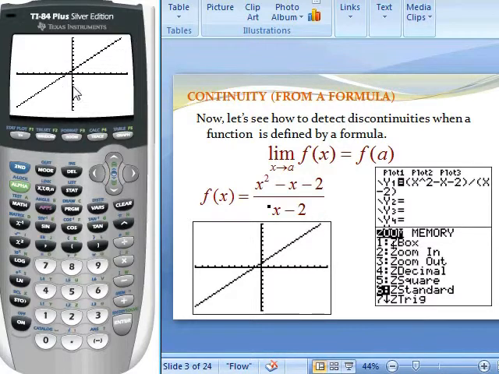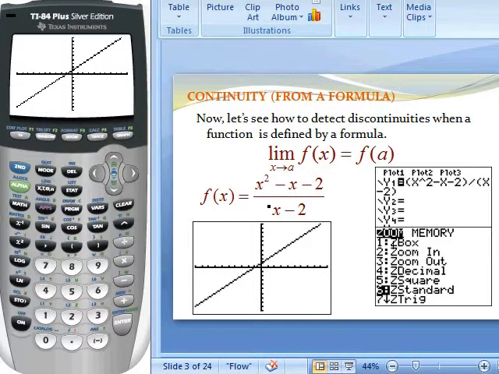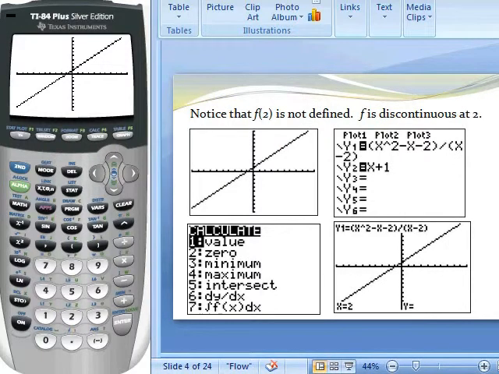Okay, it looks pretty continuous to me. But how do I know that there's a hole or something funny is going on? So I have to use a hybrid approach and look at algebra also. So let's look at this. If I have this equation divided by this, and I know that it is not defined at 2, one way to find out is to use this calculate value function.